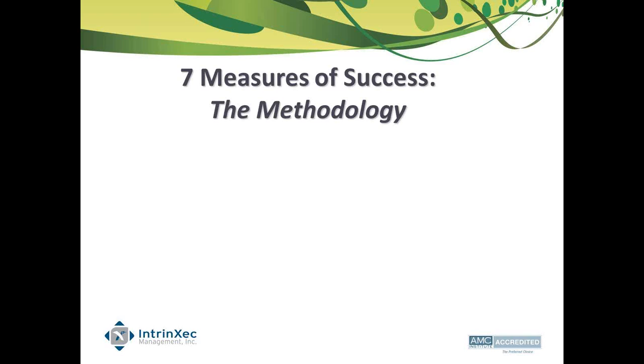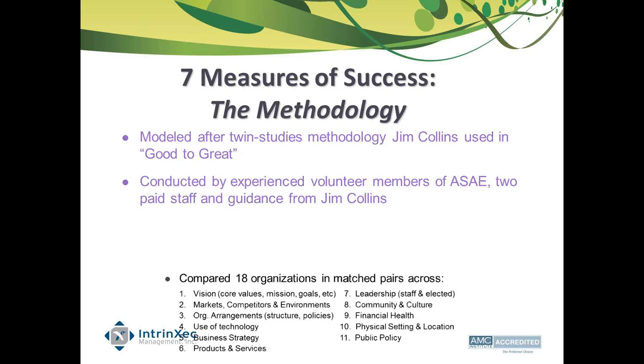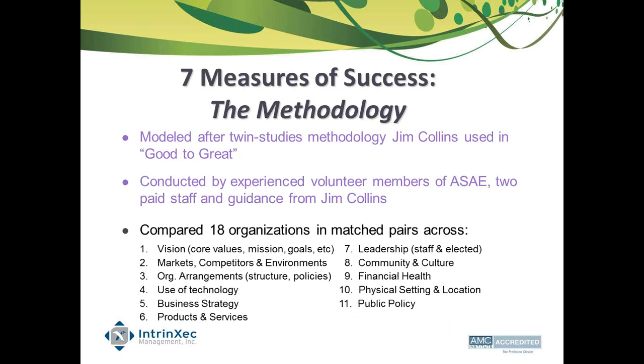There is a study out there called The 7 Measures of Success, and if any of you have read the book Good to Great by Jim Collins, this book was written with the help of Jim Collins, but it was written for nonprofits and associations and to really understand what makes organizations successful. I'm just giving you the very high-level overview of the results because I think it's a good thing for all board members to keep in the back of their mind as they're going through their year.